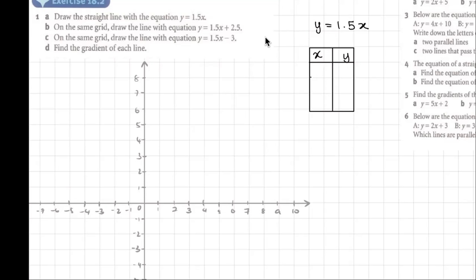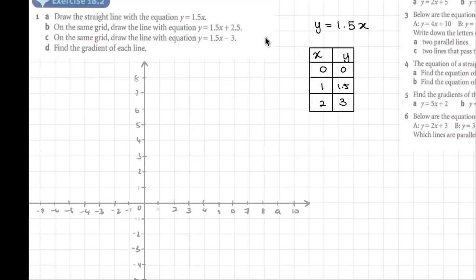So let's have the first value, which is when x is 0. Then you just have to look here. Multiply by 0, 1.5 times 0 is 0. Same thing for 1, 1 gives 1.5, 2 gives 3, because 1.5 times 2 is equal to 3. So plot all your coordinates. Your coordinates are like that: (0, 0), (1, 1.5), (2, 3).